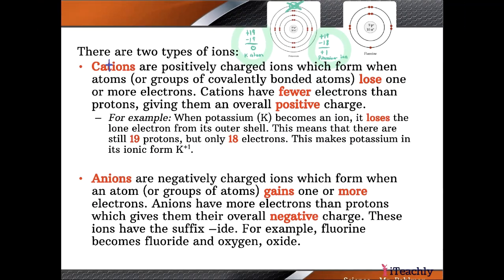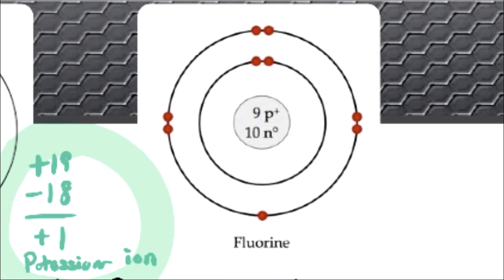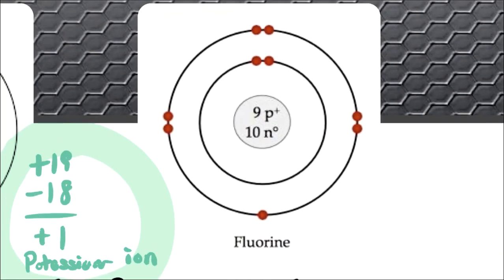Okay. Now, on the opposite side, anions are negatively charged ions because you're gaining one or more electrons. So that makes them more negatively charged. So right here, you're going to notice that fluorine at first, you have 9 protons, you have 9 electrons. We have a net charge of 0. This is a fluorine atom. Now, it's not chemically stable. That's unstable. Electrically neutral, yeah.